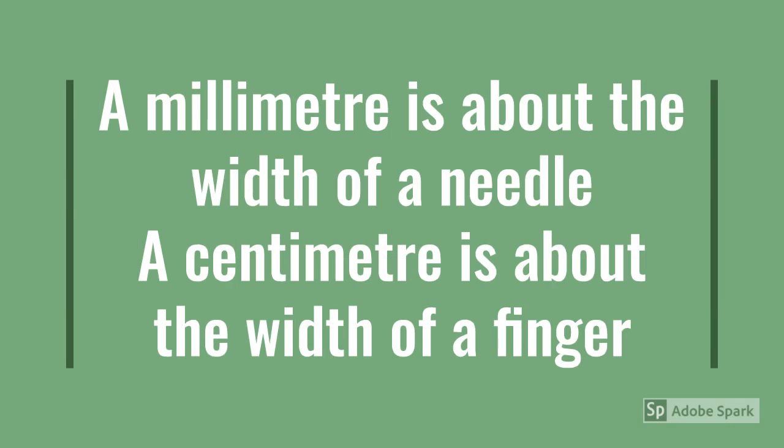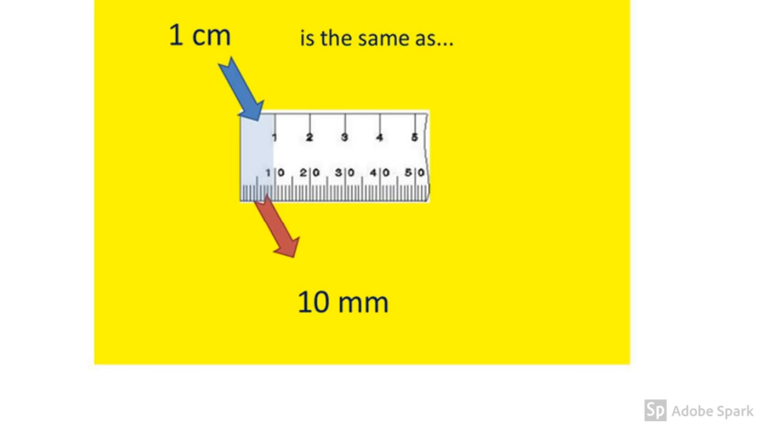A millimetre is about the width of a needle, a centimetre is about the width of a finger. Look at the next slide for an image of that. This image clearly shows how 1 centimetre on your ruler is the same as 10 millimetres.